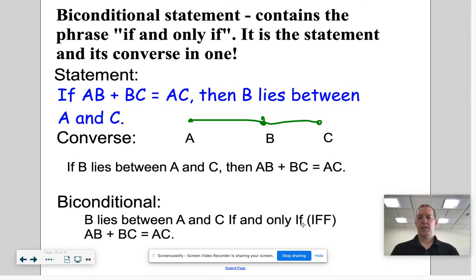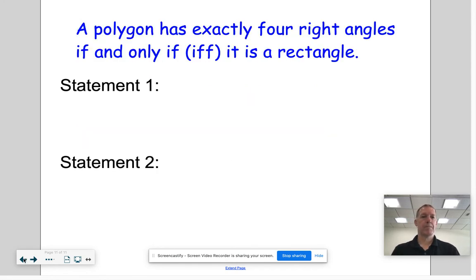Now, this "if and only if," sometimes you'll see it as IFF. Again, mathematicians are lazy. We're so lazy, we don't even want to write out "if and only if." We're going to shorten that to IFF. So you might see it as IFF sometimes if somebody wants to shorten it up.